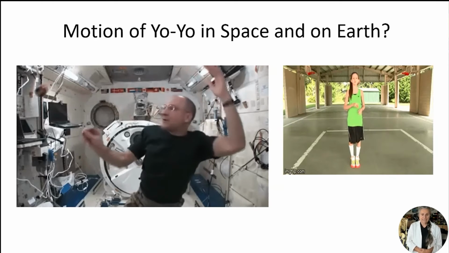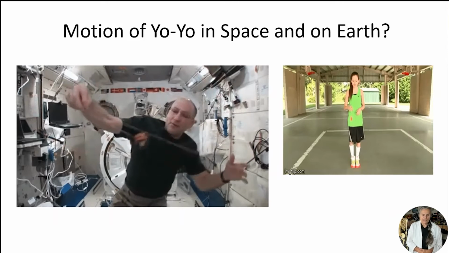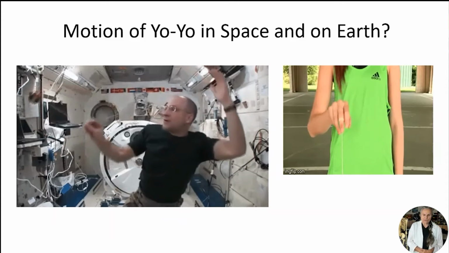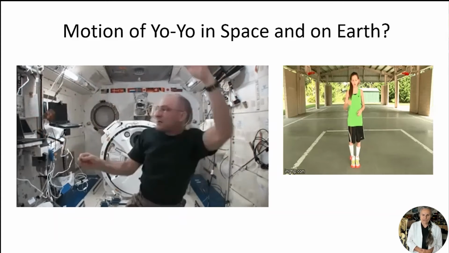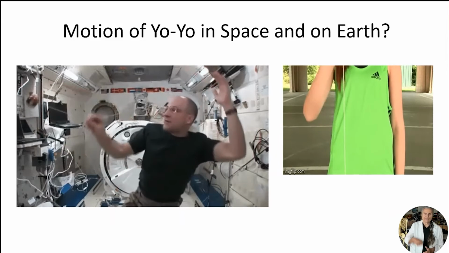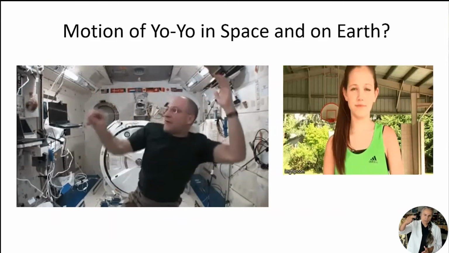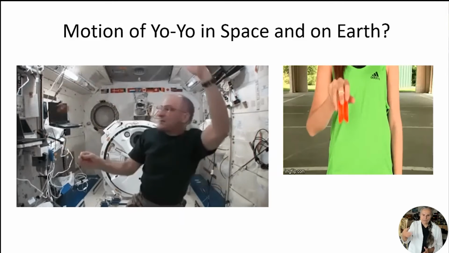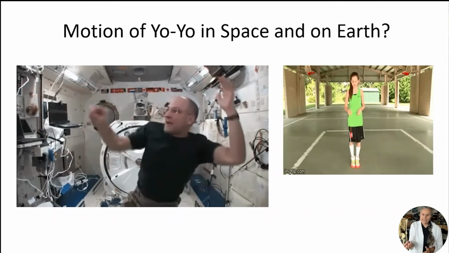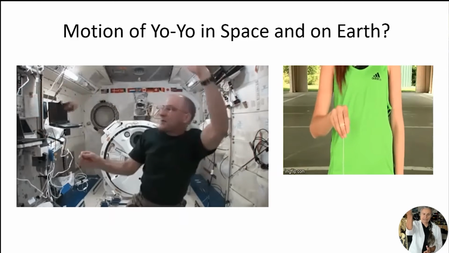Okay, now let's look at a yo-yo. You guys have probably all looked at a yo-yo. If you look at the girl on the right, what is she doing? She's using her hand and going up and down. She's creating a motion, so it's twirling around, and that's enough for it to defy gravity and go up.